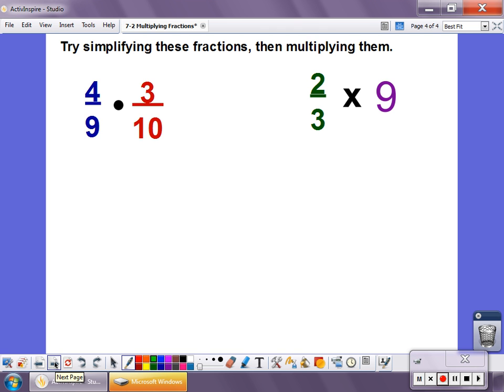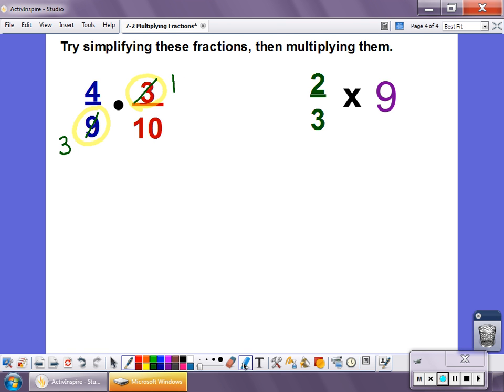All right, 2 more problems. Looking at this one, what can we simplify? Remember, it has to be a numerator with a denominator. If I look at this fraction, I can't simplify. If I look at this fraction, I can't simplify. So the next thing I'm going to do is look diagonally. What about these 2 things? I notice that 9 and 3 both have a common factor. They can both be divided by 3. 3 divided by 3 is 1. 9 divided by 3 is 3.